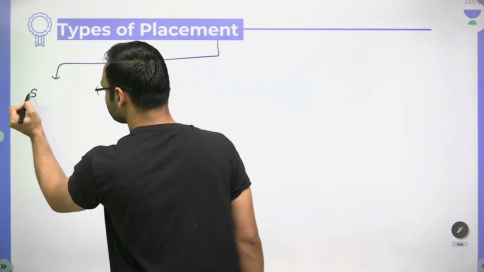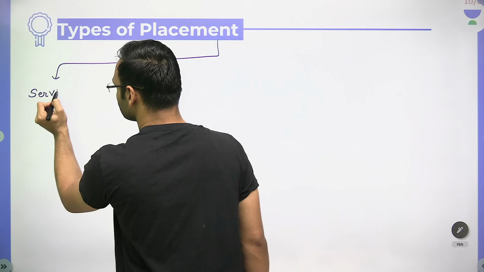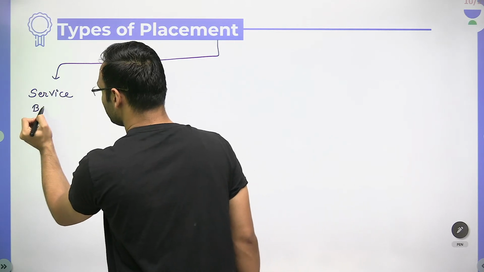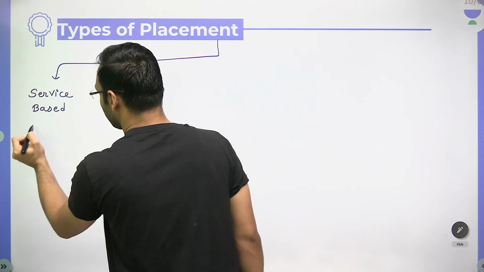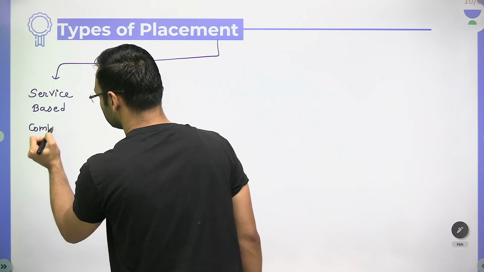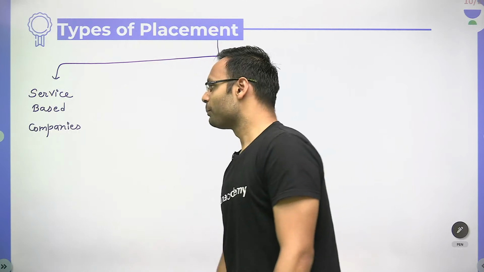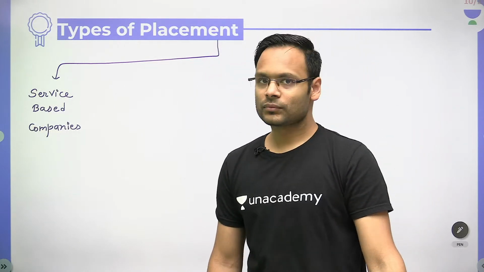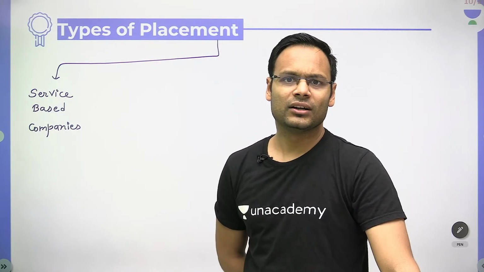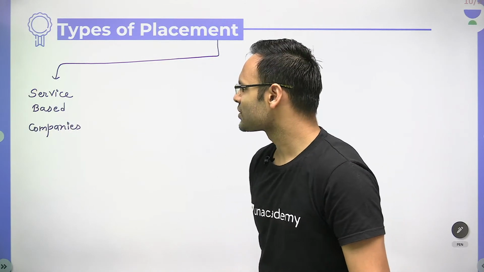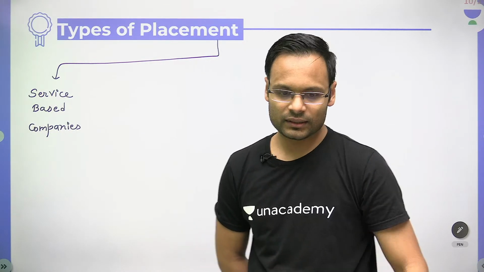First is service-based companies, like TCS, Infosys, Wipro, and Accenture, Capgemini, Cognizant, and there are so many such kinds of service-based companies.